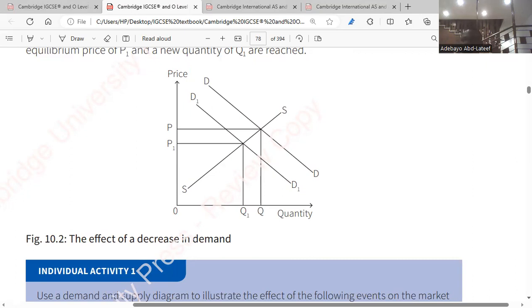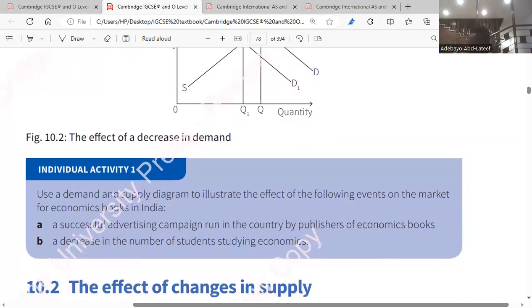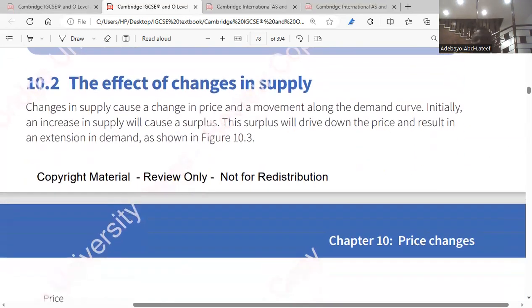We are having more supply than demand. That means there's a contraction in the quantity demanded. So firms can only encourage consumers to buy when the price is falling. So that is decrease in demand. Is it clear? Yes. Now I'm going to the effect of changes in supply.